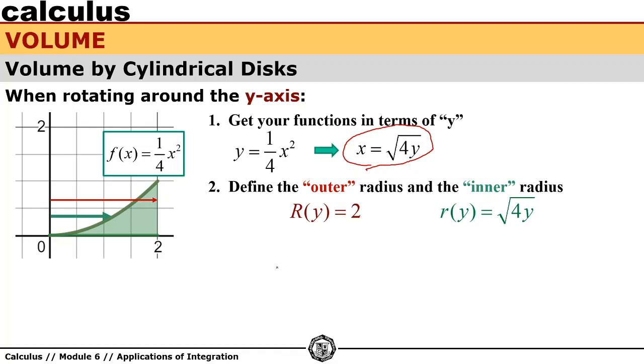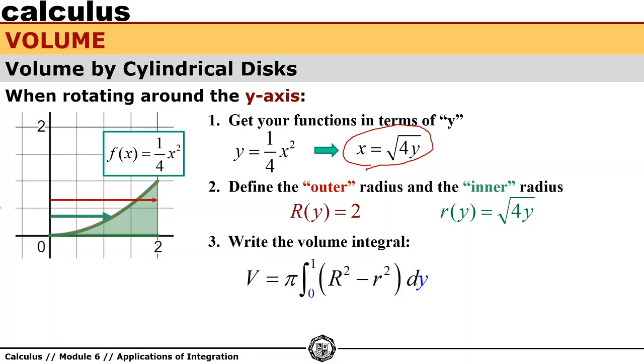Now we're going to build the volume formula. It's still the same rule. It's pi times the integral of big R squared minus little r squared. In this case, since the region is defined from 0 up to 1, your integral is going to go from 0 to 1. We're doing the integral with respect to y. I want to make sure we're paying attention to that.